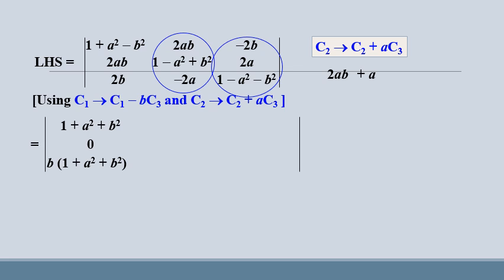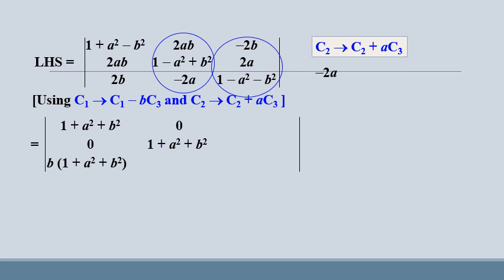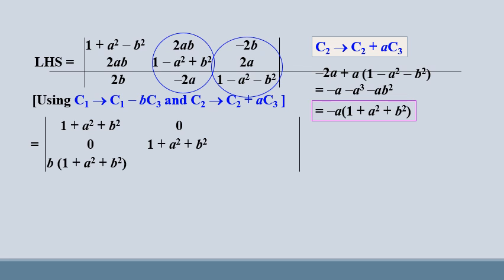So first element of C2 is 2ab plus a into the first element of C3. We get 2ab minus 2ab, which is equal to 0. Next, second element of C2: 1 minus a square plus b square plus a into 2a, which is equal to 1 plus a square plus b square. Next, third element, that is minus 2a into b plus a into 1 minus a square minus b square. So minus a cube minus ab square.